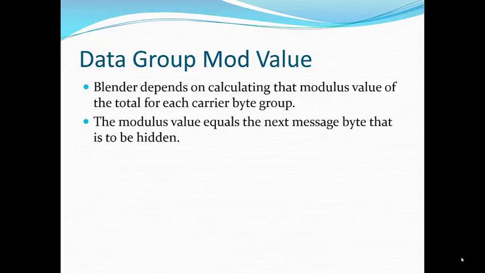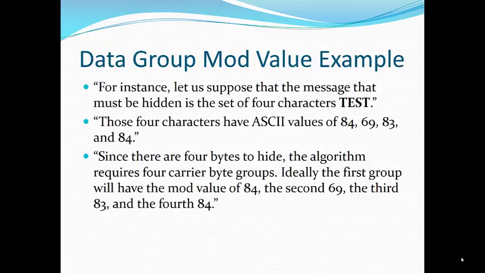Blender depends on calculating that modulus value of the total for each carrier byte group. The modulus value equals the next message byte that is to be hidden. For instance, let us suppose that the message that must be hidden is the set of 4 characters TEST. These 4 characters have ASCII values of 84, 69, 83, and 84. Since there are 4 bytes to hide, the algorithm requires 4 carrier byte groups. Ideally, the first group will have the mod value of 84, the second 69, the third 83, and the fourth 84.